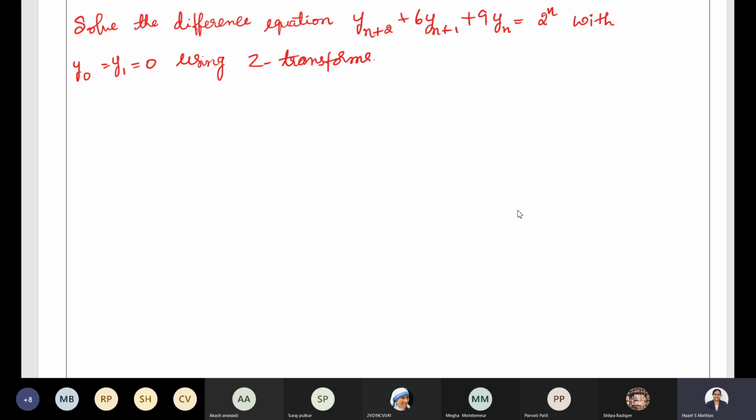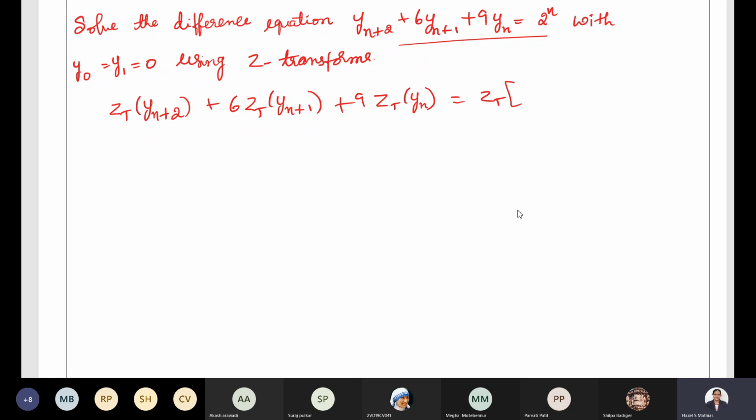So first thing we need to do is we have the equation y(n+2) plus 6 times y(n+1) plus 9 times y(n) equal to 2 power n. To this equation apply z transform. So when you apply z transform, it will be z transform of y(n+2) plus 6 times z transform of y(n+1) plus 9 times z transform of y(n), that is equal to z transform of 2 power n. Now we have the formula for z transform of y(n+2) etc.